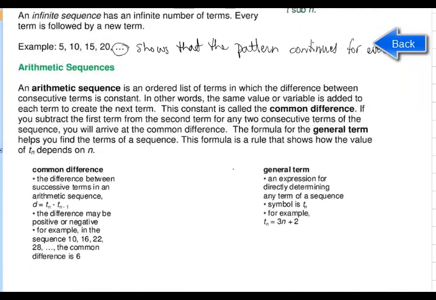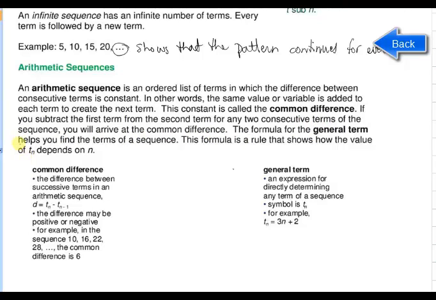Okay, so arithmetic sequences then. An arithmetic sequence is an ordered list of terms in which the difference between the consecutive terms is constant. Okay, that means it doesn't change. In other words, the same value or variable is added to each term to create the next term. This constant is called the common difference. If you subtract the first term from the second term for any two consecutive terms of the sequence, you will arrive at the common difference.